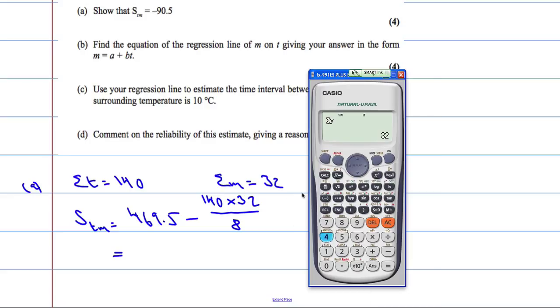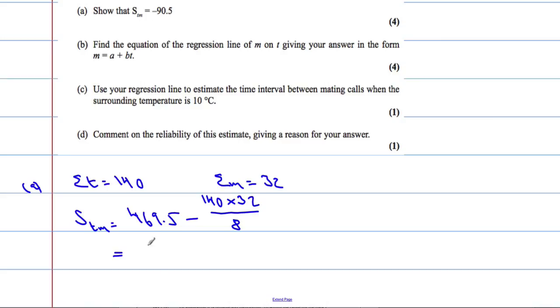So we get 469.5 minus fraction. And we have to be careful now. The fraction is coming up like so. So what I'm going to do is I'm just going to pause the video and work this out. And indeed, if you work that out with your calculator, you're going to get negative 90.5. Okay, the next part is to find the equation of the regression line m on t, giving your answer in the form m equals a plus bt.